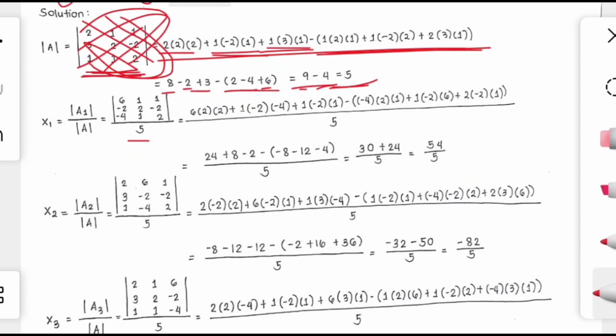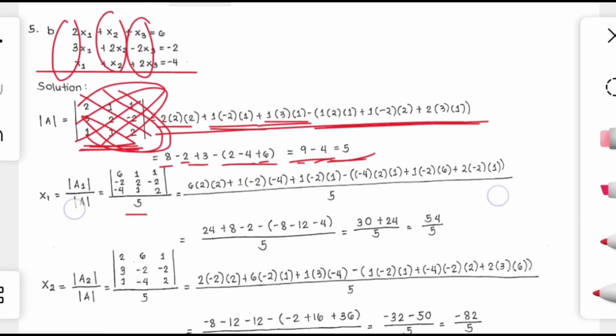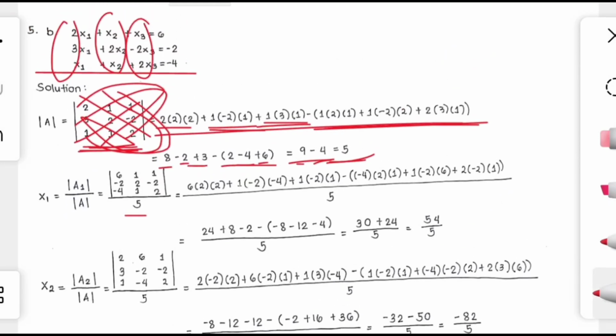So in order for us to solve this, since we have the determinant of A sub 1, our 6, -2, and -4 in this linear system will be substituted in the first column of the coefficient matrix, and then we get the determinant. So instead of 2, 3, and 1 for column 1, we get 6, -2, -4.